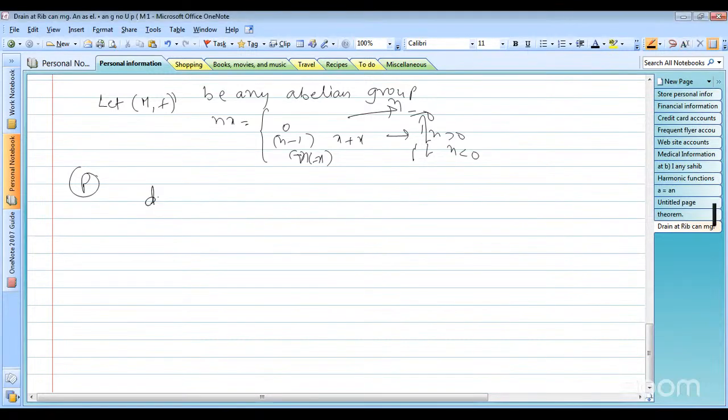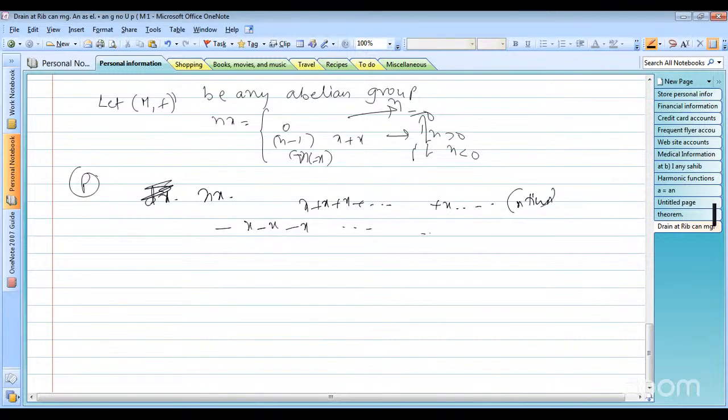definition of nx is the same as in classical language. Simply, nx is equal to x + x + x and so on, plus x, up to n times, where n is a positive integer. Then for negative n, I am taking −x − x − x and so on, −x, also n times. So the first case is n positive, the second is n negative.